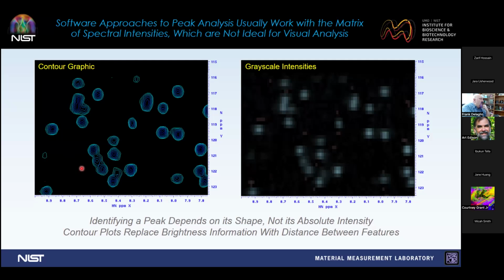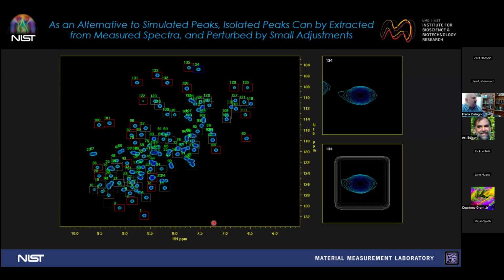But when we actually look at an NMR spectrum as a human analyst, we do it on the basis of contour plots. And I would argue that to identify whether or not something is a peak, it's based on the shapes of these features, not their intensities. Okay, so being able to identify a big peak or a small peak, the absolute intensity doesn't matter. So instead of using these grayscale intensities, I'm going to suggest that we use contour graphics directly. And that's what we do.